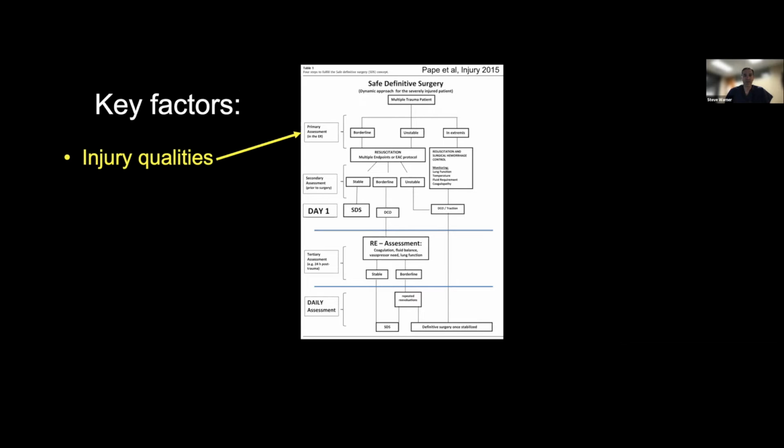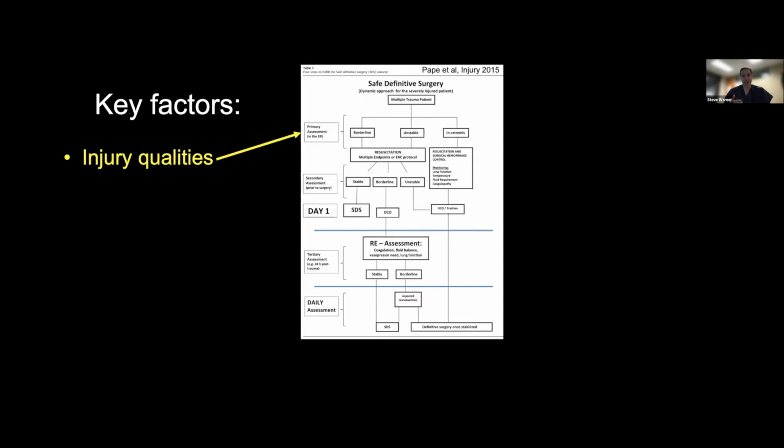That being said, there are certainly key factors that I think can be used with this algorithm as a framework in order to manage a polytrauma patient. And we'll go through a few of these key factors, which I think will help guide the management of these polytrauma patients using this algorithm. And so certainly one of those is the injury qualities.